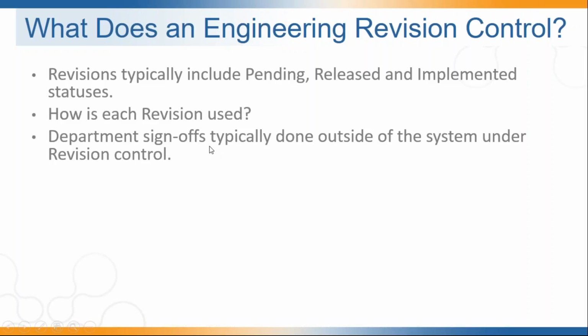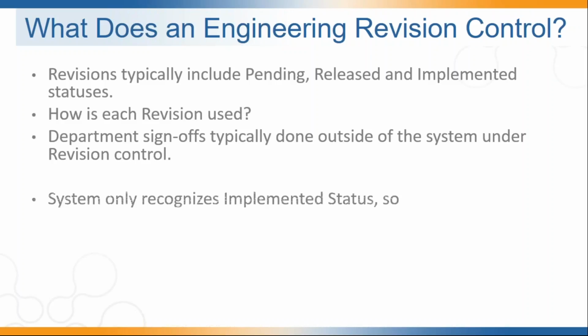These department sign-offs are typically done outside of the system under revision control. In other words, the ERP system does not maintain who has agreed to it, who has signed off on it, but rather it maintains only the pending, released, or implemented status at the engineering level. So companies that use revision control often will use a manual system to send this information out to the various aspects of the company and wait for it to come back, and then engineering releases or implements the change.